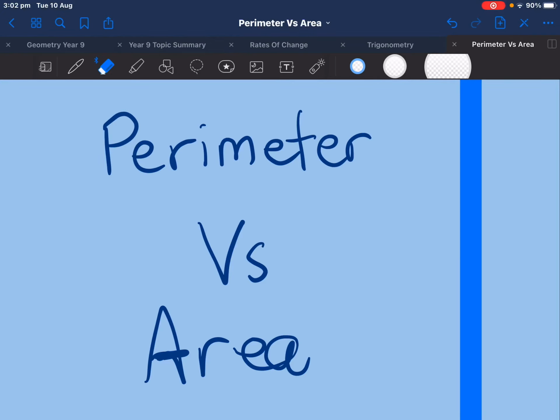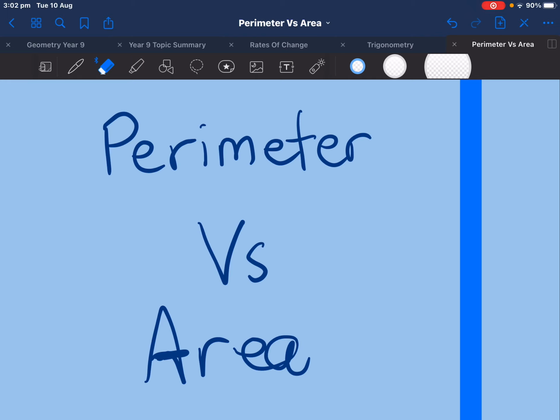Okay, so this is going to be a super short video illustrating the difference between perimeter and area. At this point, you've probably already learnt how to find the perimeter of a shape and how to find the area, but you often find yourself getting confused, not sure when to add and when to times and that sort of thing. So that's what this video is hopefully going to illustrate: the difference between them.